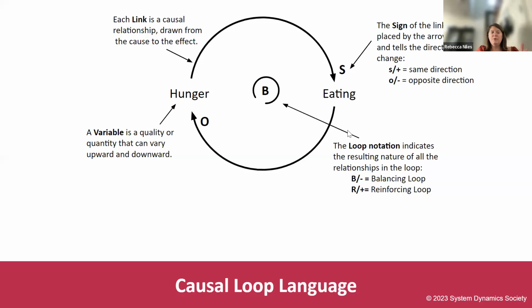A reinforcing loop would be if hunger goes up, eating goes up, hunger goes up, eating goes up, it just keeps growing or it keeps falling. And so those are the two different kinds. And so this one is a balancing loop.